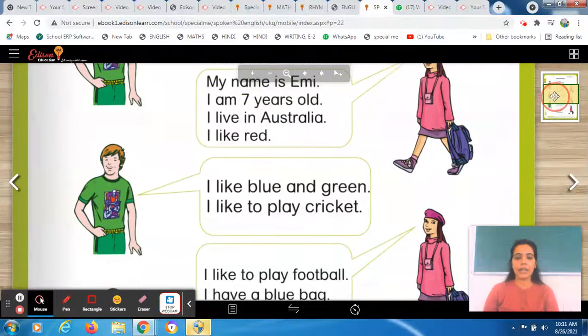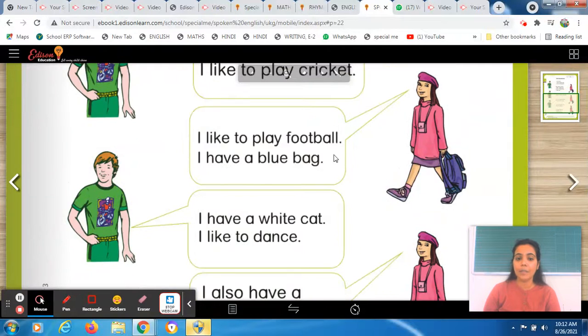Now we will read the next. So in return, the boy said, I like blue and green. When the girl said, I like red color, the boy said, I like blue and green. I like to play cricket. See, the boy described himself. He said that he liked to play cricket, which is his favorite sport. Cricket, right?